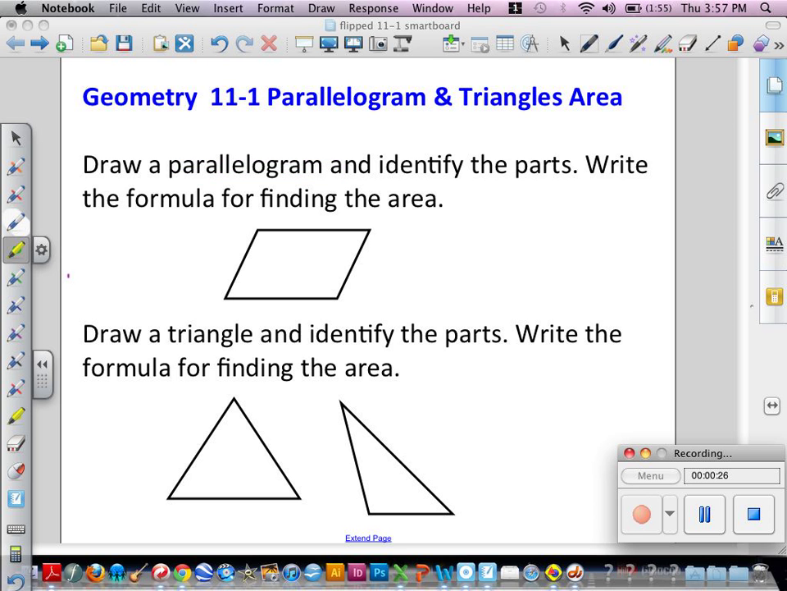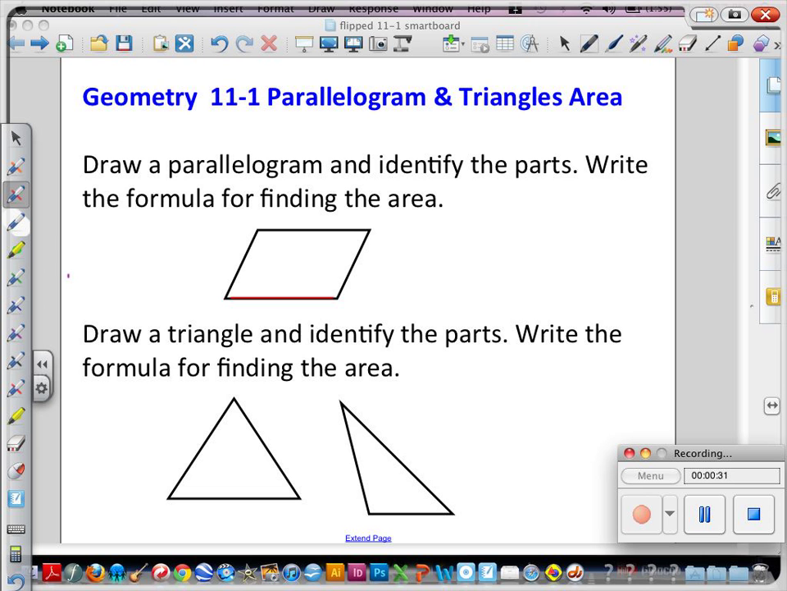It says identify the parts. This is going to be my base, and this is going to be my height. To find the area of a parallelogram, you're going to take base times height. We're also going to focus on triangles in this section, so I have to identify my parts.